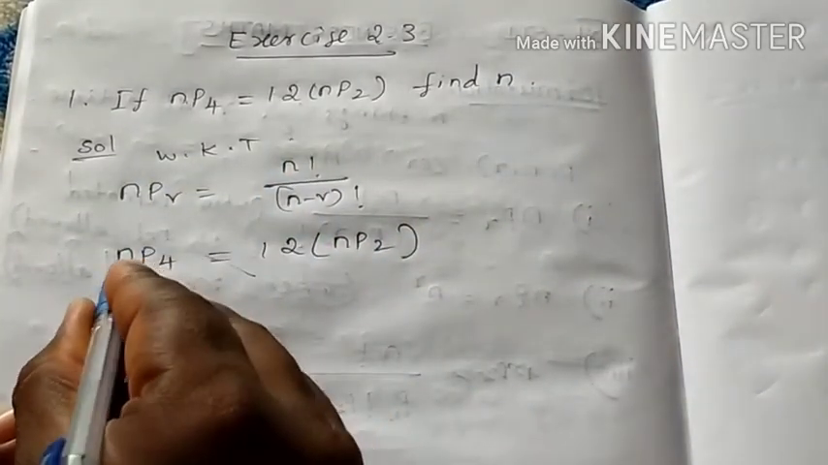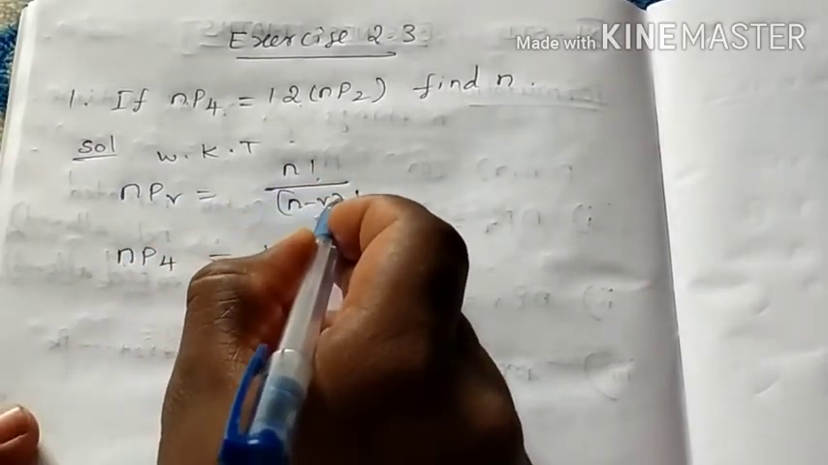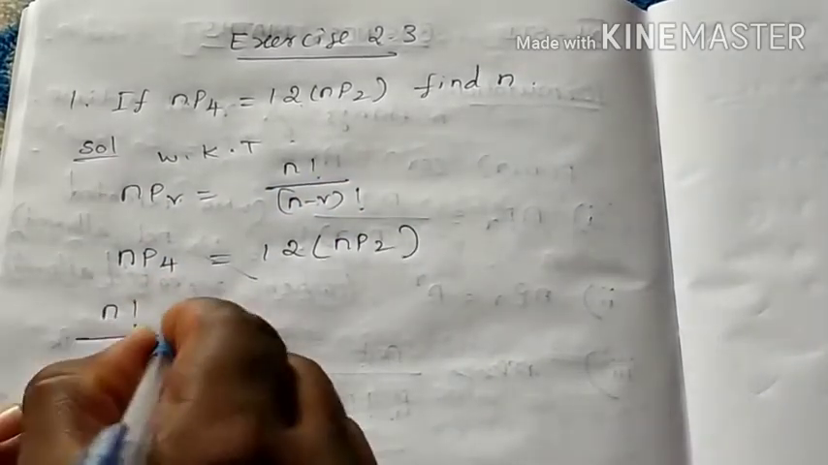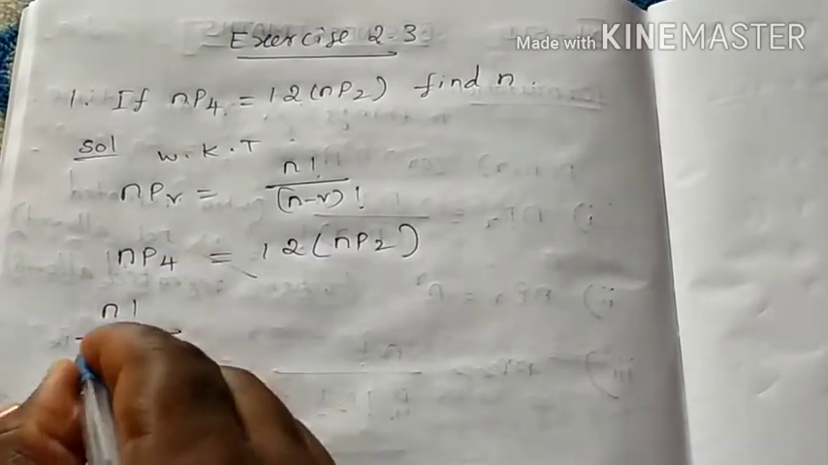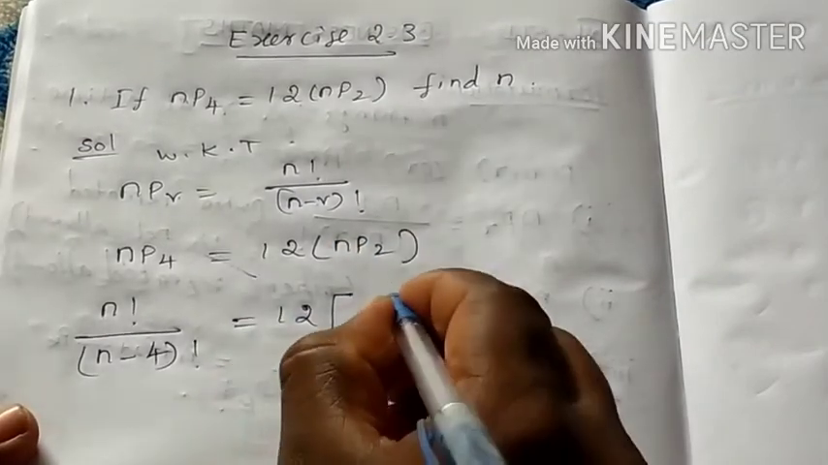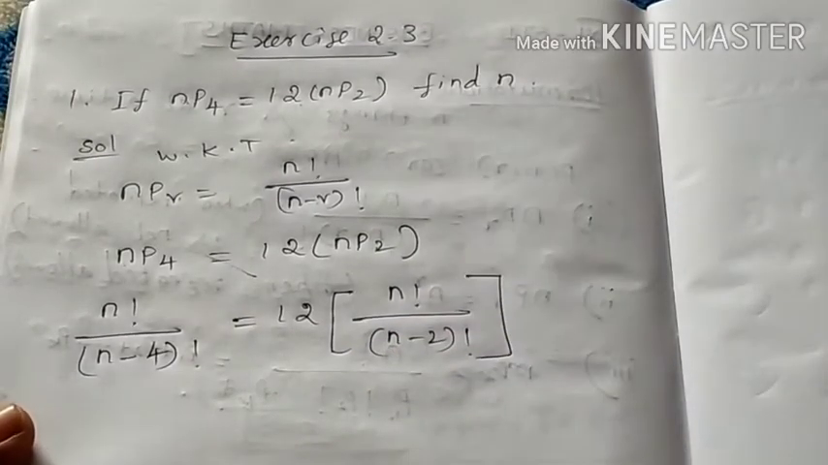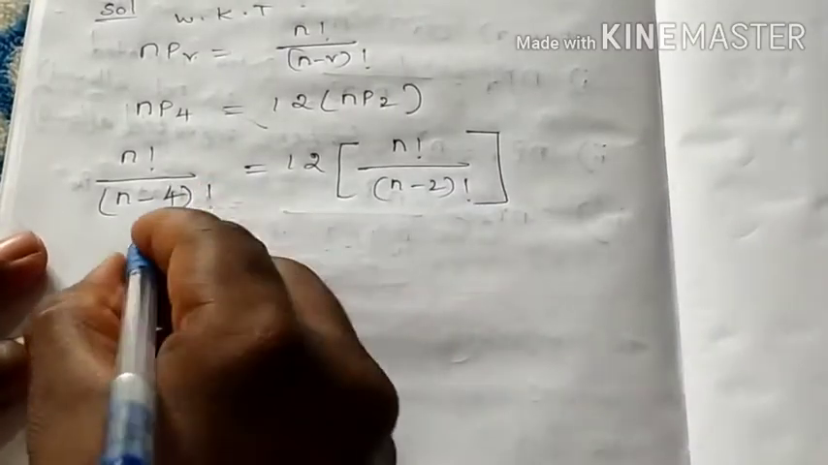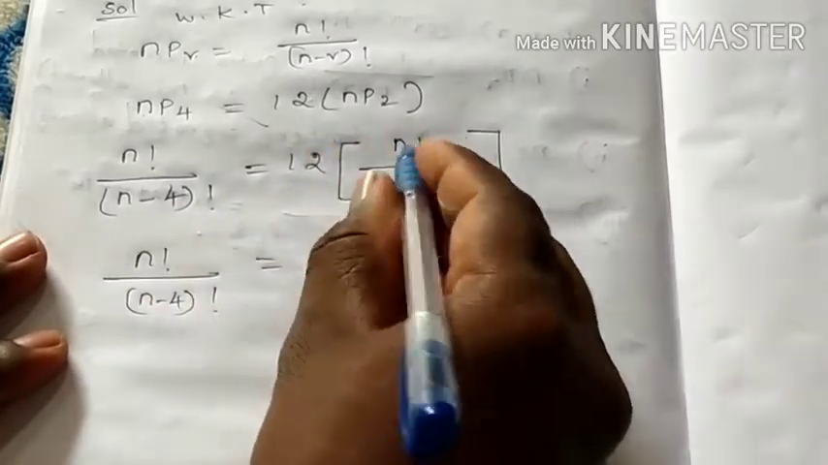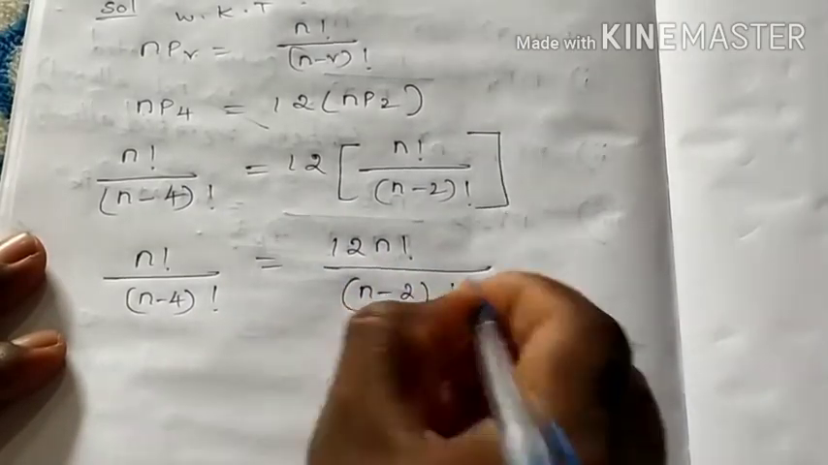So nP4 can be written using the nPr formula as n factorial divided by (n minus 4) factorial. It is equal to 12 into, in the same manner, n factorial divided by (n minus 2) factorial. Have you understood? So n factorial divided by (n minus 4) factorial is equal to 12 into n factorial divided by (n minus 2) factorial.